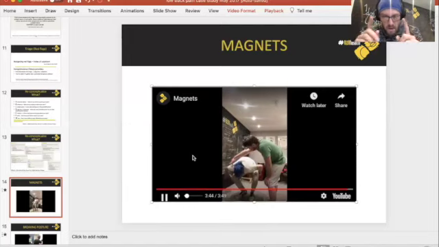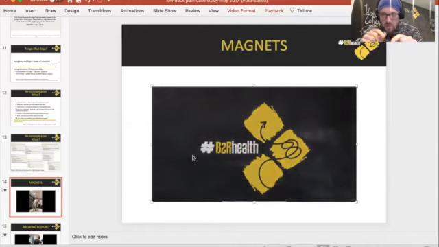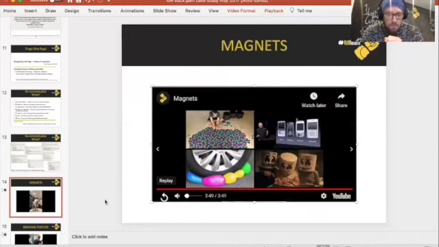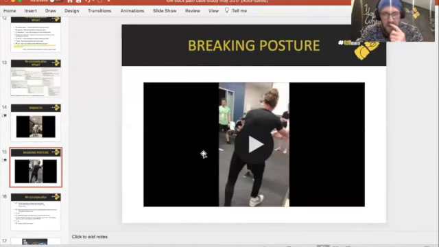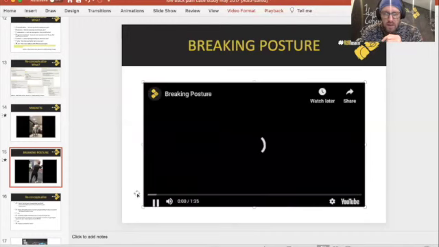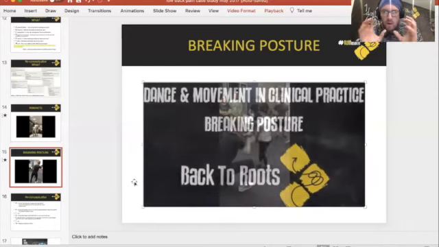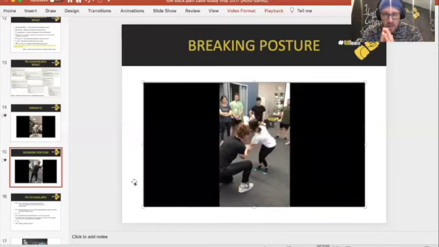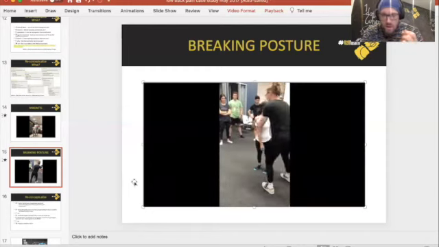The magnet could be on your toe. Nice fun balance game to be able to connect toes with body parts. Limited by your imagination again. This one is breaking posture, and it's another really nice way to try and unravel global tension strategies.